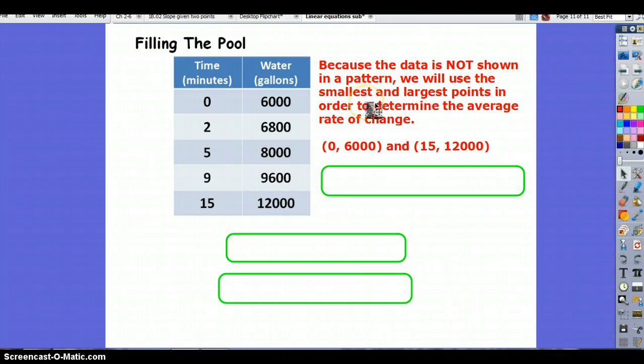So we're going to take the rate of change. We're going to use the smallest point and the largest point. And what I'd like you to do, if you were struggling doing that, is try to find the rate of change real quick with that. Go ahead.